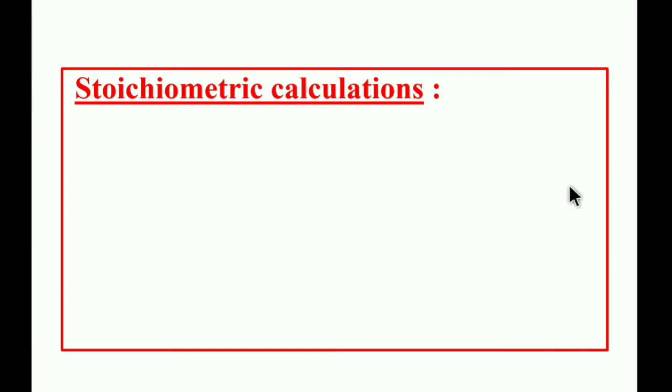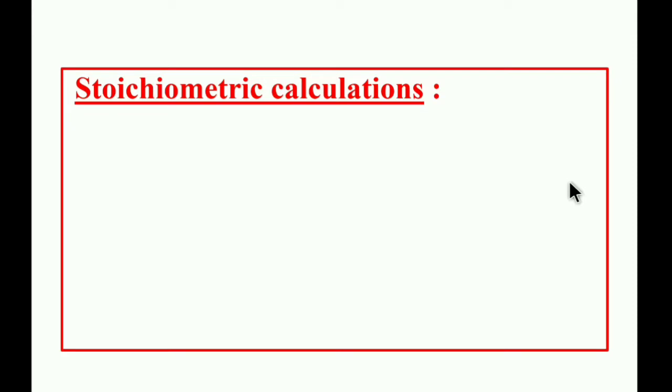So, stoichiometric calculations. Before going to see these calculations, we have to know what a chemical equation can interpret. A chemical equation gives information about the reactants and products through their symbols and formulae. At the same time, it gives the ratio of molecules of reactants and products.